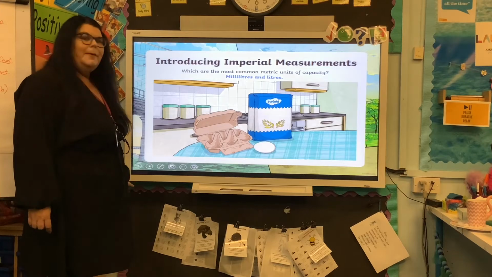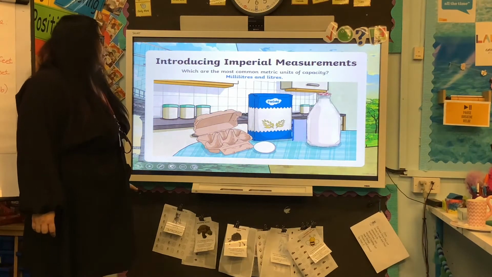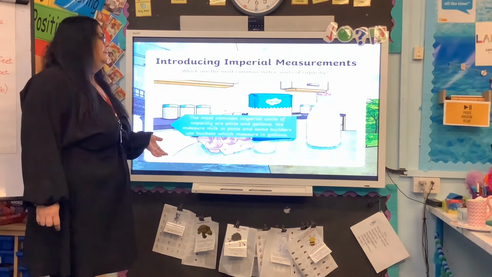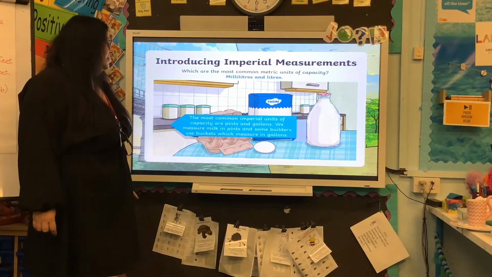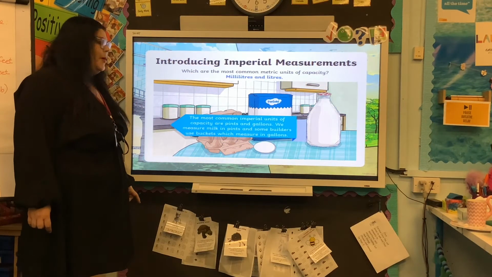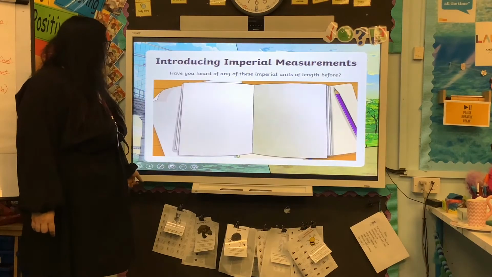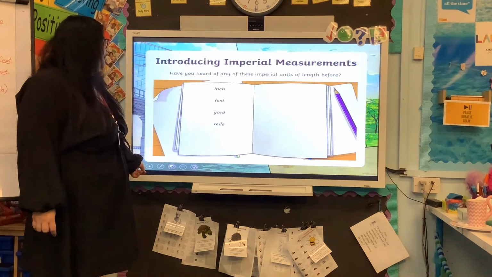So there's also millilitres and litres, again, which we talked about yesterday. So you might get 4 litres of milk from Asda, but if you get your milk delivered from the milkman, it might come in a pint. And the imperial units are pints and gallons. So have you heard of any of these before? Did you put these on your mind map?